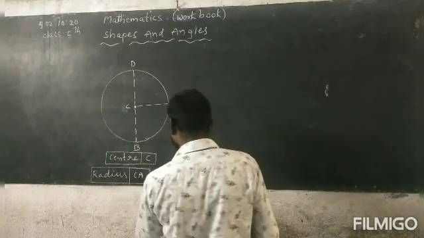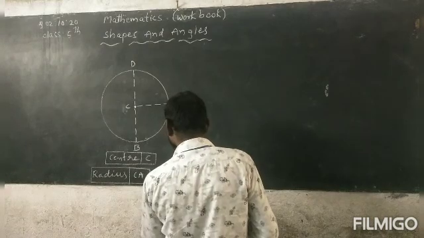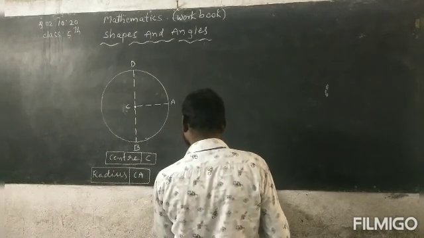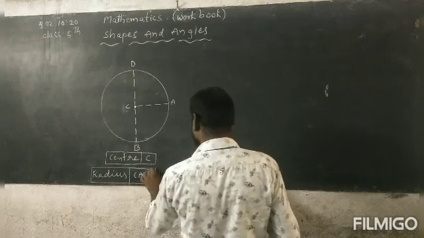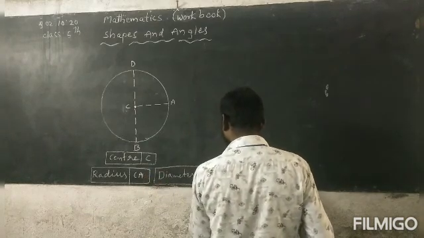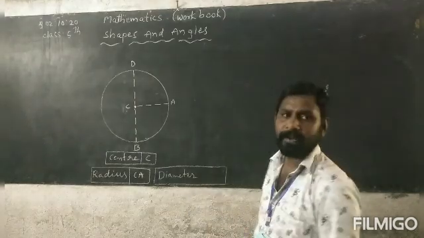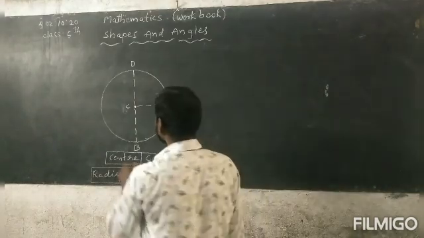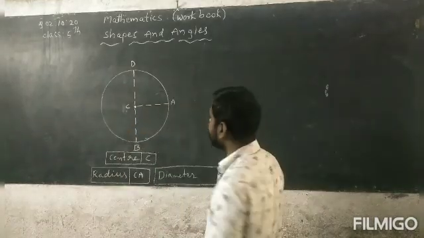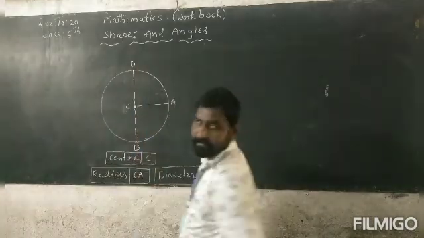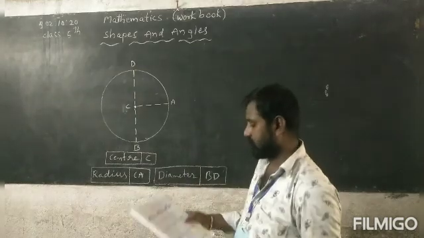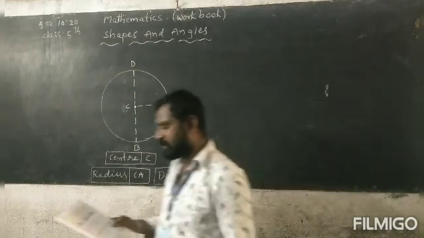Next, diameter. Diameter means the line segment that passes through the center point of the circle is known as its diameter. Diameter always passes through the center point. See here, DB or BD. Now next one.